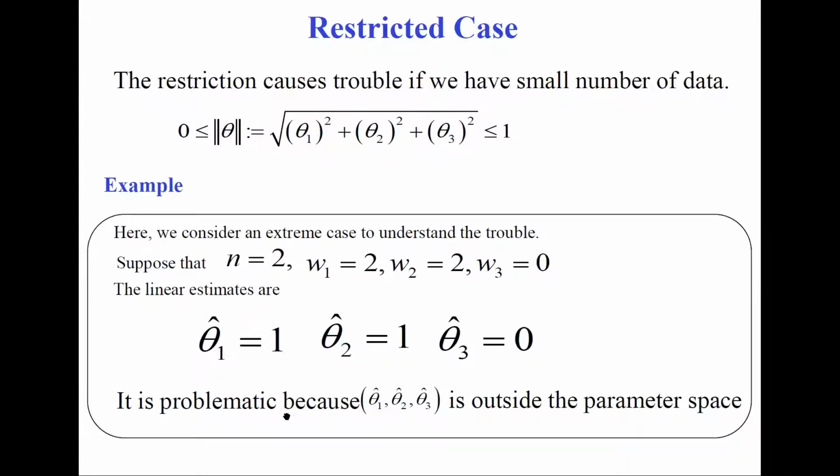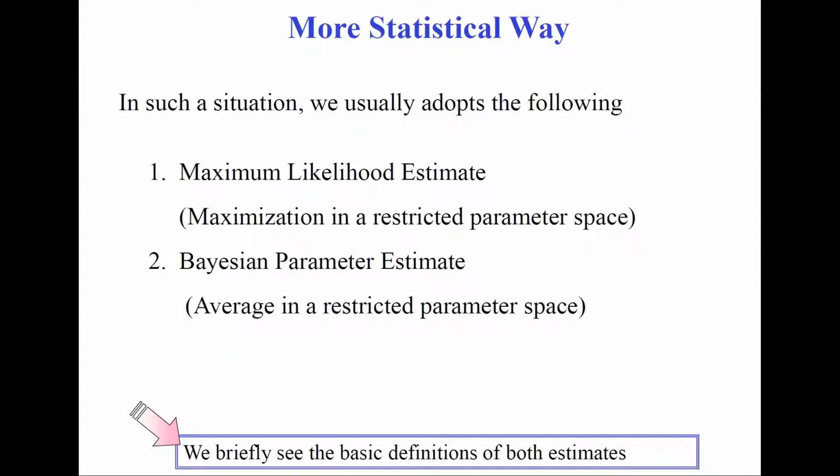It is problematic because the estimated vector is outside the parameter space. It causes a negative eigenvalue in the density matrix. This is the essence of the problem in the most simple situation. We see that an estimated vector is outside the restricted parameter space. In such a situation, we usually adopt the following.